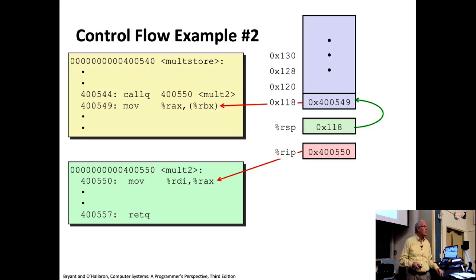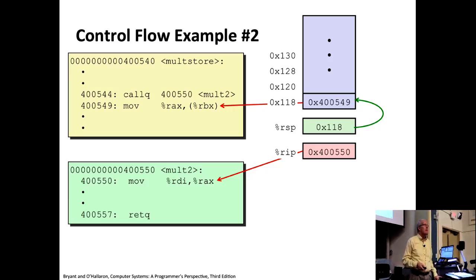Question? Is there anything that's affecting the program counter other than call or return? I don't think so. If so, it would be really obscure. No, I don't think so. There might be some weird system instructions that let you do that, but you wouldn't see them in any normal program. Other questions? These are good questions.